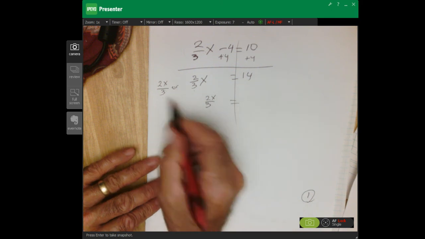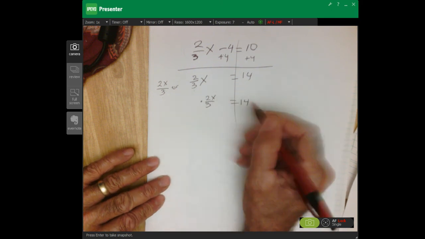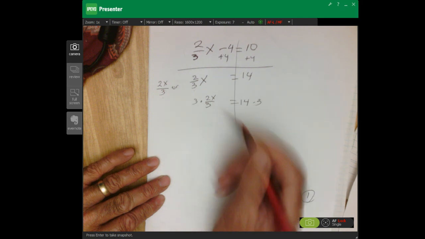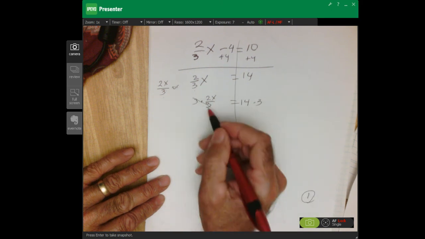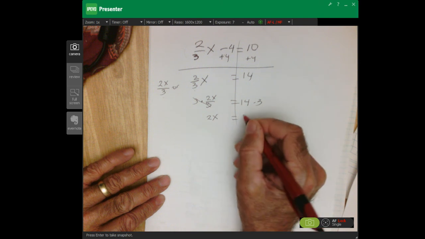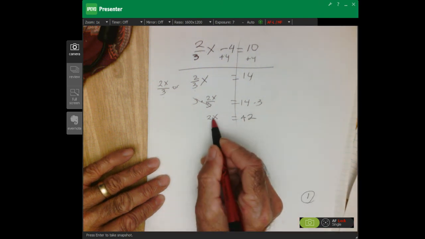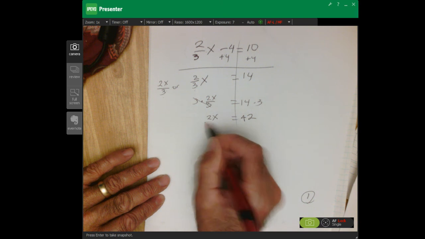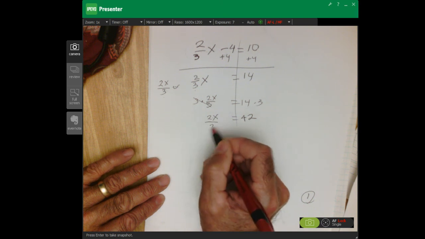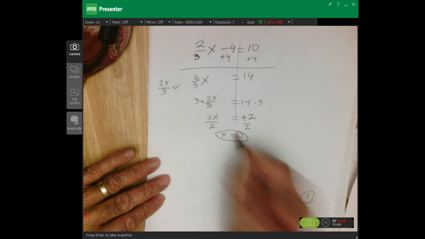So if you think of it this way, what you do is you multiply both sides by 3. Now we end up with 2x equals 42. Now we have one more step to do. This is multiplication. We divide both sides by 2, and we get x equals 21.